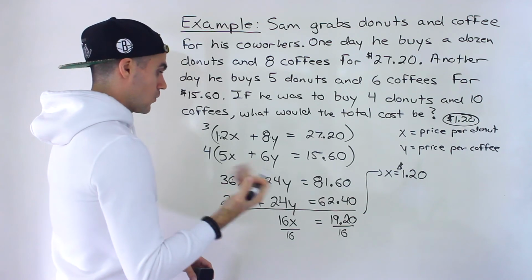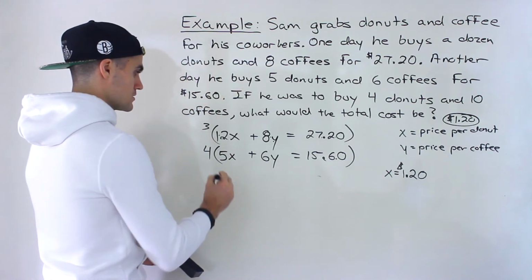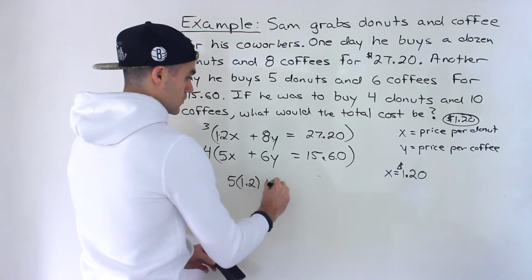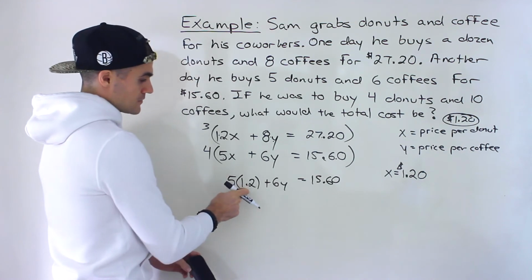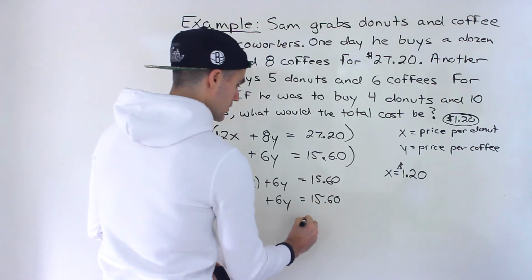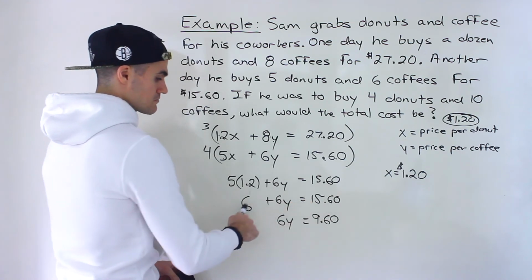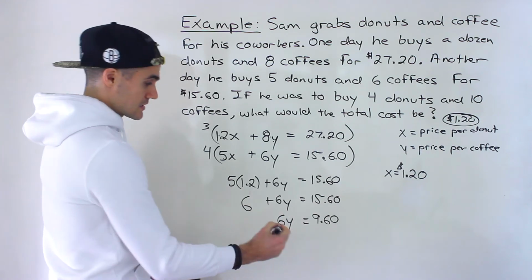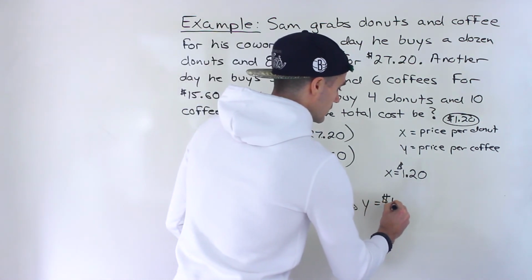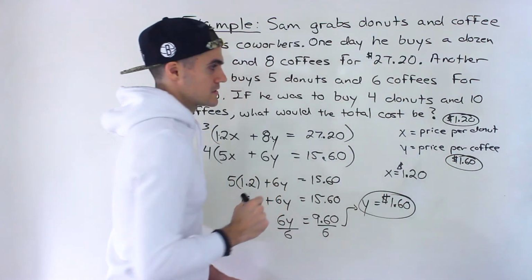And then to get the corresponding y value, you can plug that x value into either of these. I'll plug it into this one. So I'll have 5 times 1.2 plus 6y is equal to 15.6. 5 times 1.2 would give us 6. Okay, and then we're going to bring this 6 over, so we'd have 6y is equal to 9.6. 15.6 minus 6, when we bring this over, becomes a negative, is 9.6. And then dividing both sides by 6, y would end up equaling $1.60. All right, so that right there is going to be the price per coffee.